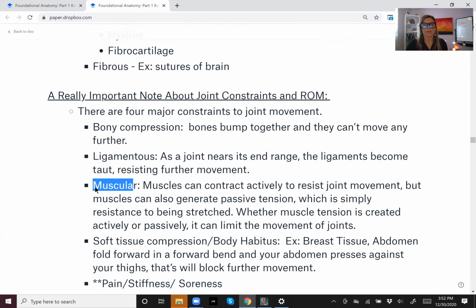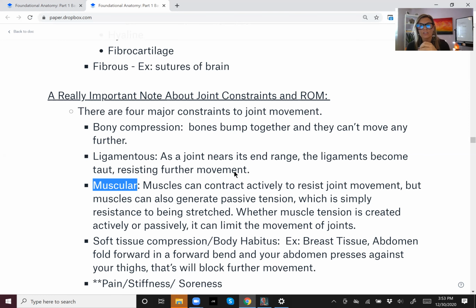The next is muscular. When we talk about muscular constraint, what we're talking about is that muscles can sometimes generate some passive tension. And when they generate this passive tension, it's really hard to go beyond that point of passive tension. You get to the point and the muscle just kind of stops there. You may need to create some more stretch before you can go any further. So the muscle can limit the range of motion of the joint itself.